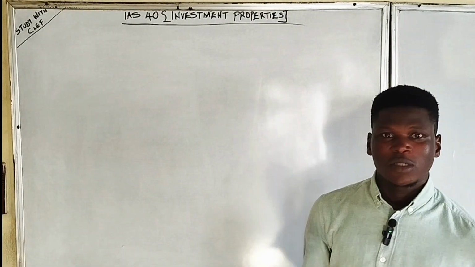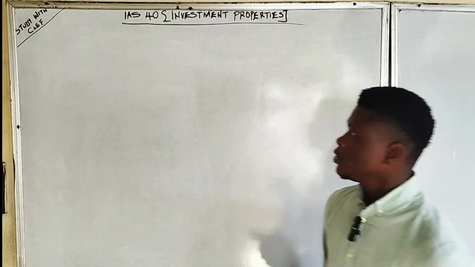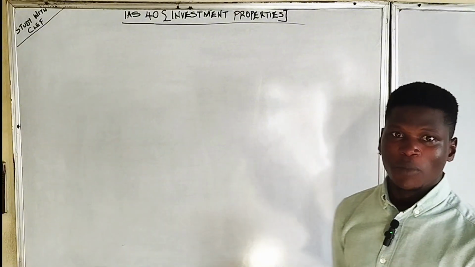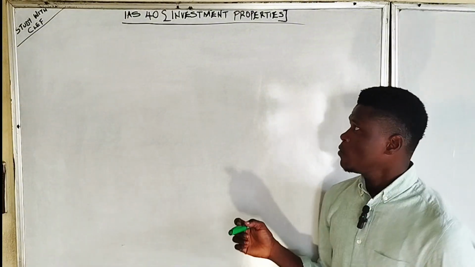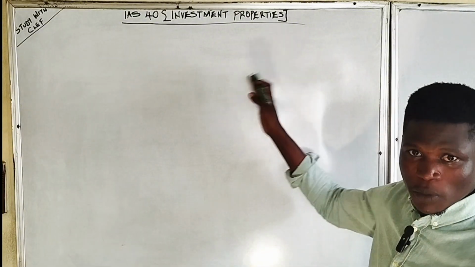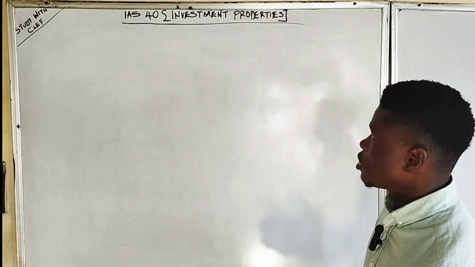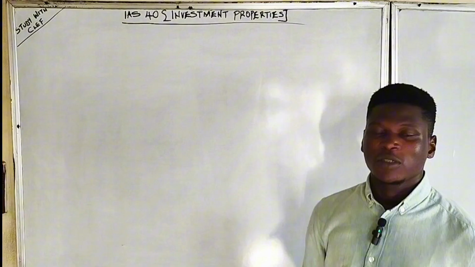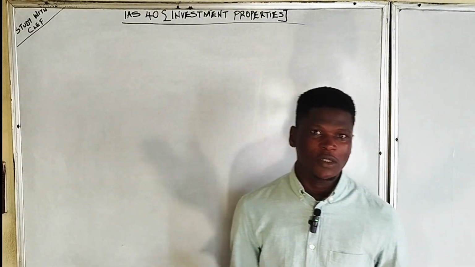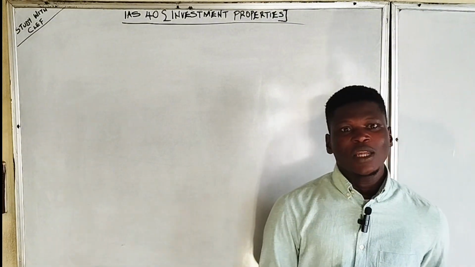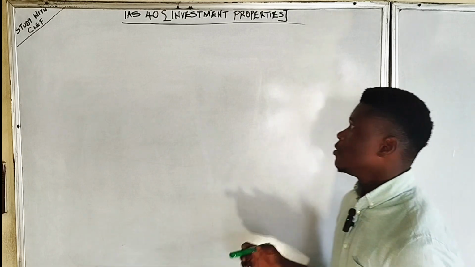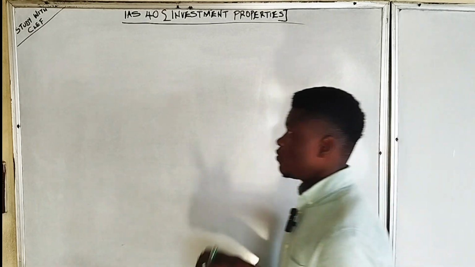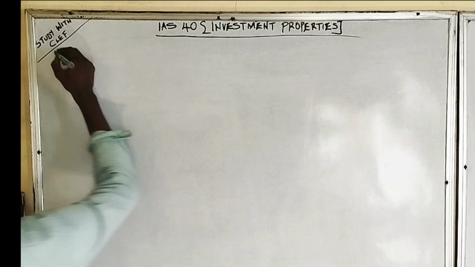My name still remains Caleb, and today we'll be talking basically on IAS 40, another type of non-current assets. So IAS 40, which is investment properties. Like we discussed last class, we have several standards governing different types of non-current assets. We did IAS 16 last class, and this is IAS 40 now, investment property, which is another type of non-current asset.